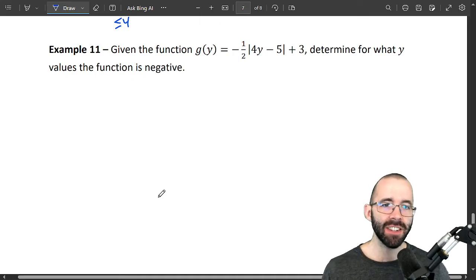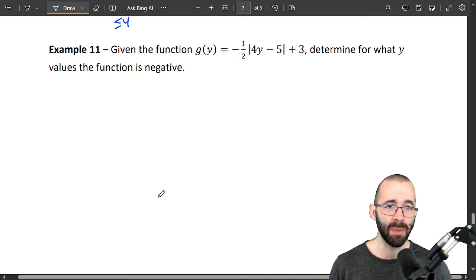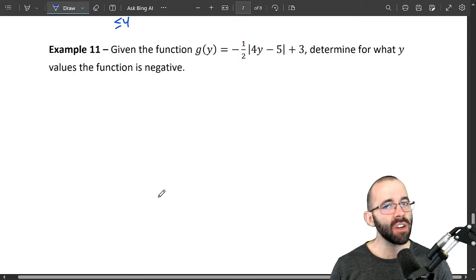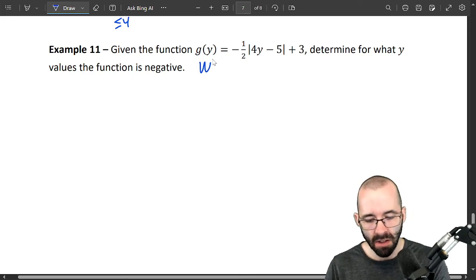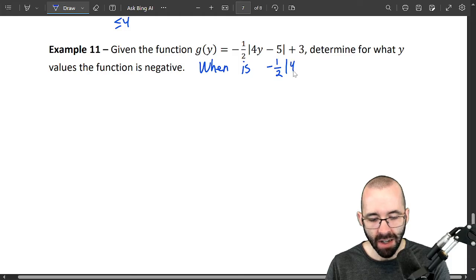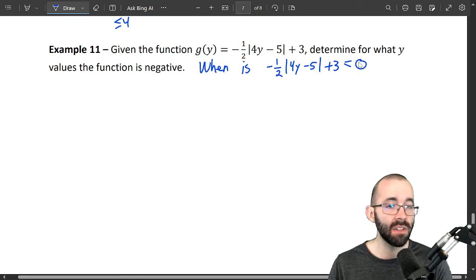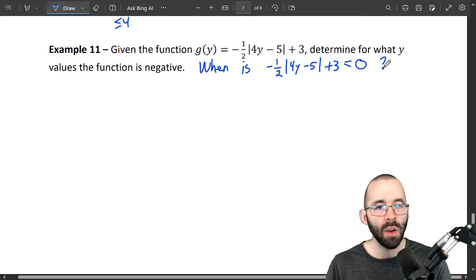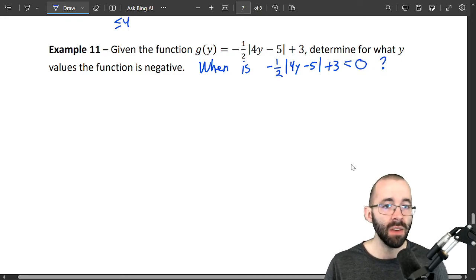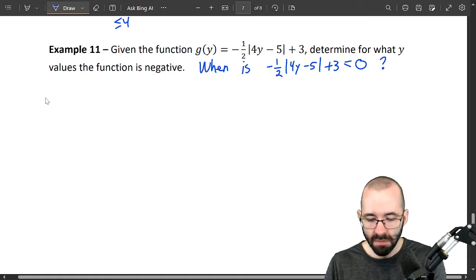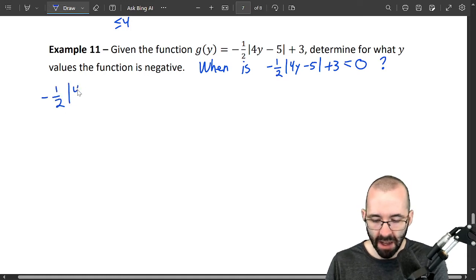Given the function, ooh, this function's a little messier. When is this function negative? So we're really asking, right? When is negative a half times the absolute value of 4y minus 5, plus 3, strictly negative? Well, we're going to answer that by first finding when it is equal to 0. So let's solve that part.